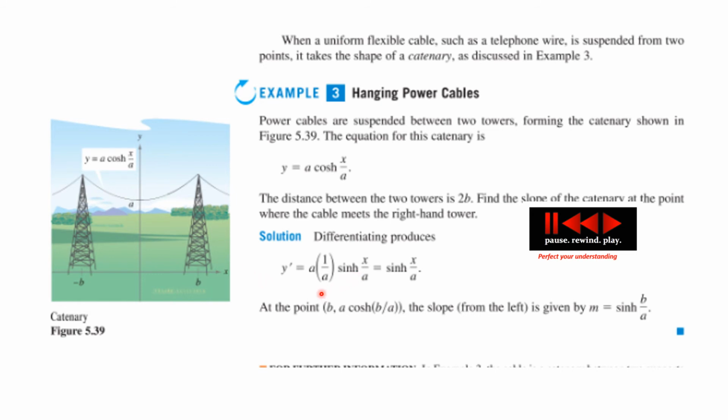So we take the derivative, and so y prime is going to be, the a just sits there. The derivative of the cosh is the sinh, x over a, but then we use the chain rule, that is 1 over a, so we get this as sinh x over a. Now at that point, it was the right-hand one, it's this one. So it's b, so we're substituting x to be b, and the slope is given by m is equal to the sinh of b over a, because here was the derivative, so that is the slope.